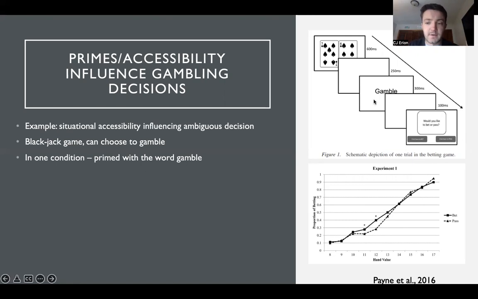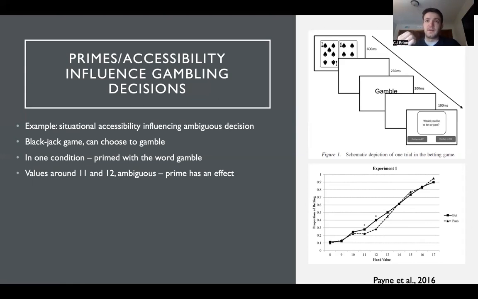In one condition, however, there was a priming example here where the word gamble just popped up very fast, so fast that it's theorized to be more of an unconscious thing, right, than consciously, oh, I just saw the word gamble on the screen. And interestingly, results-wise, we find support for what was talked about on the last slide in terms of this accessibility playing a role for ambiguous decisions.